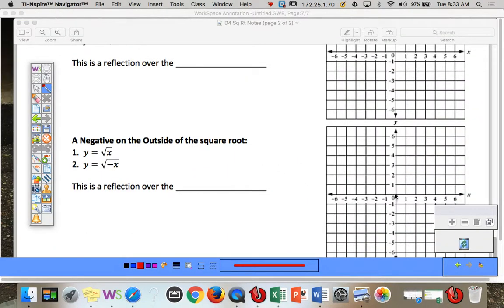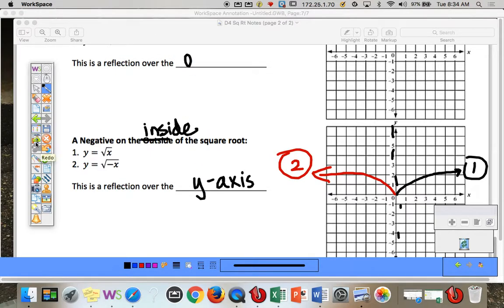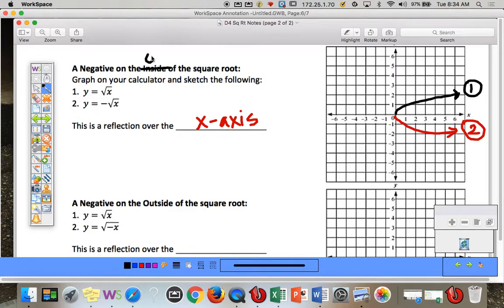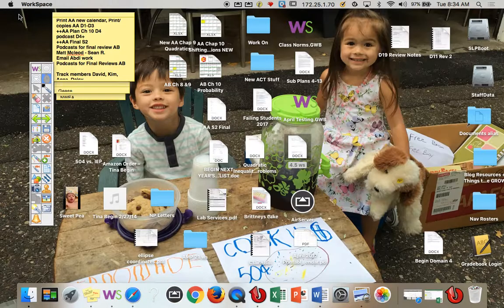So here was the second graph here. Here was our original graph. So it's a reflection across this line, which is the y-axis. So if the negative's on the inside, it's a reflection across the y. If the negative's on the outside, it's a reflection across the x. So we're going to practice these ideas today in the assignment, and then we'll go over any questions that you have tomorrow.